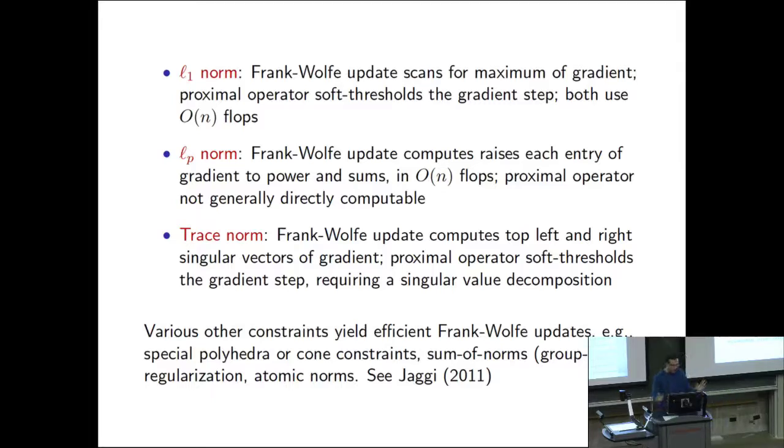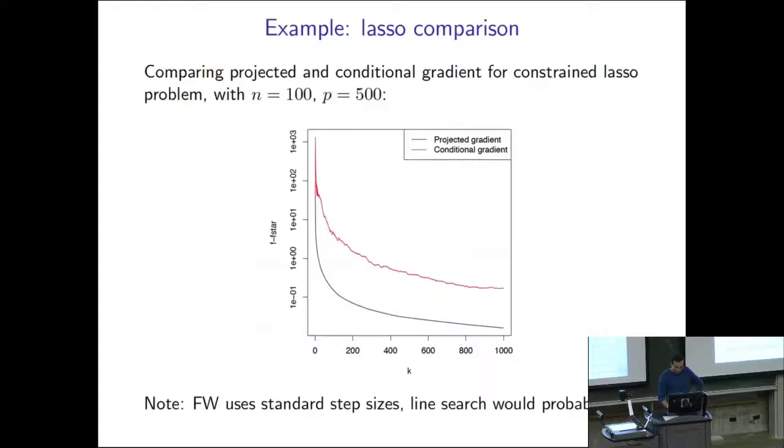Okay, there's lots of others, by the way. There's a ton of other problems that Frank Wolfe can solve. So I would just say see Martin's thesis or some of the papers he's written. There's a lot of other ones. All right, so I'll just make a comparison to the lasso, and then to projected gradient for the lasso, and then we'll take a quick break and come back.